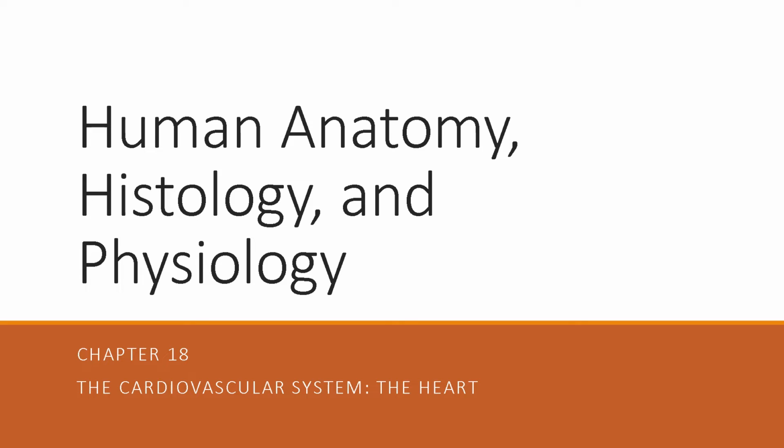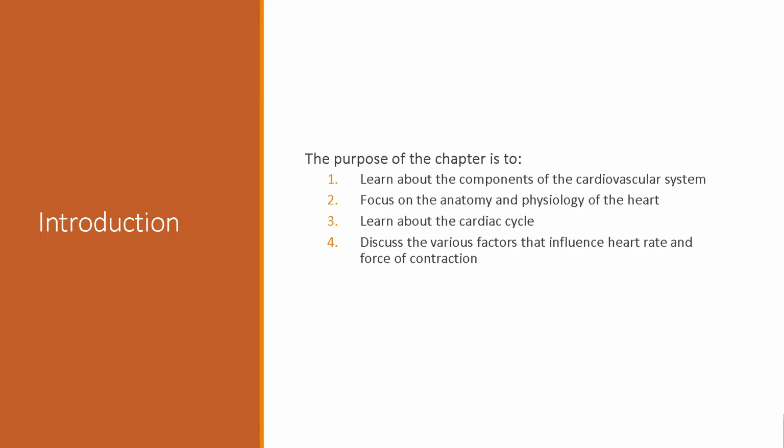We're going to be starting on chapter 18 now. We're going to be looking at the cardiovascular system, specifically the heart in this chapter. So we're going to be looking at the anatomy and physiology of the heart. We're also going to learn about the cardiac cycle and the various factors that influence heart rate and also the force of contraction of the heart.